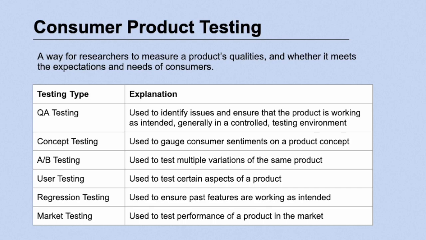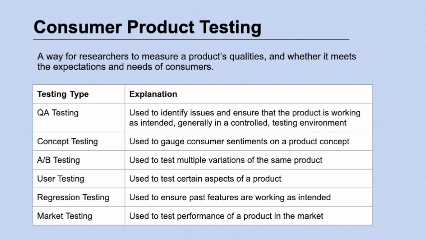Consumer product testing is a method by researchers to ensure that a product's qualities meet the expectations and needs of consumers. A common type of product testing that may come to mind is QA testing, or quality assurance testing, where researchers test the product's quality and form to ensure that it does not have any quality issues.